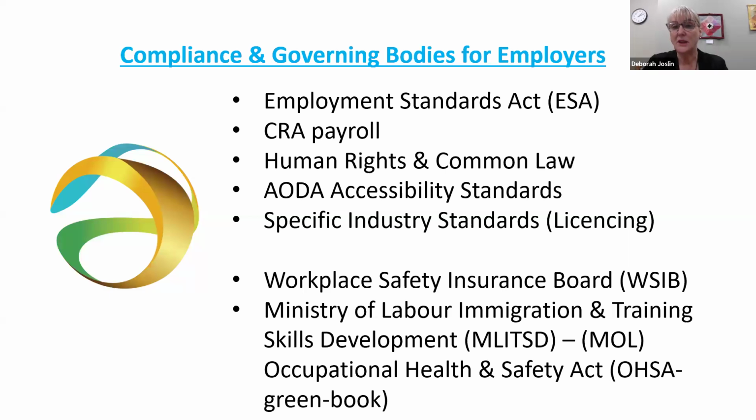Compliance and governing bodies for employers include the Employment Standards Act, so ESA, your CRA and payroll requirements, human rights and common law, AODA for accessibility standards, and specific industry standards and licensing. I'll use an electrician as an example, or accreditation that's required for someone to be a lawyer or to provide services, or other accreditation or licensing required in their role. That's what I mean by specific standards. So those are all of those particular areas.